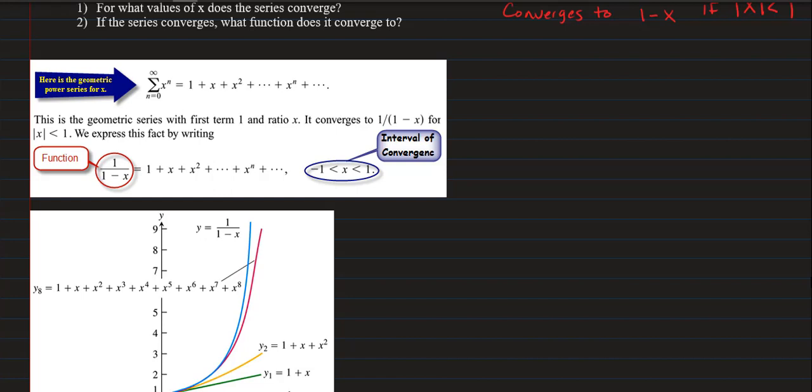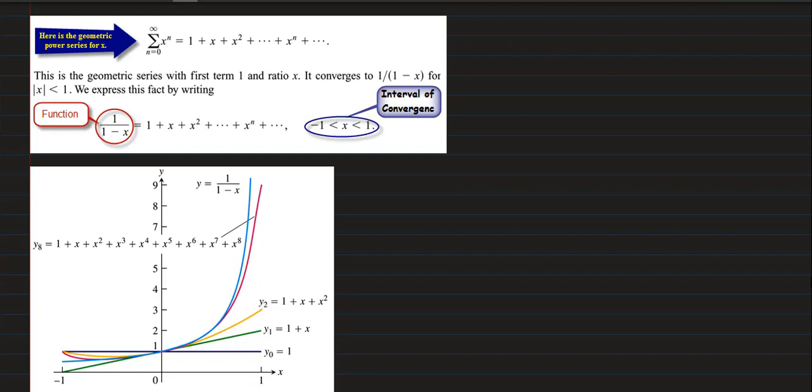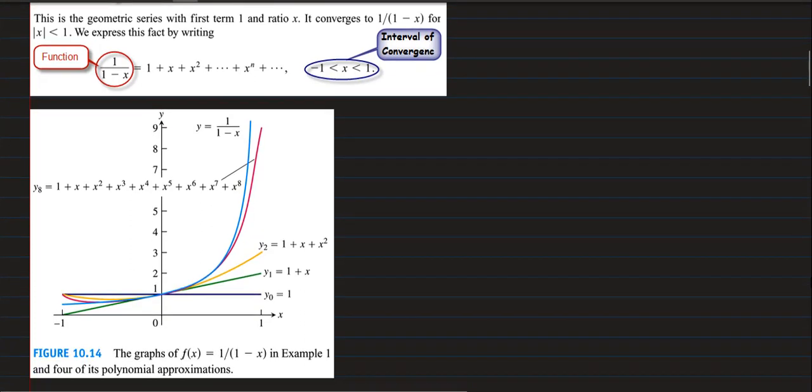That converges to 1 over 1 minus x, so that would be the function that this power series converged to over this domain, because the absolute value of r has to be less than 1. So this would be the function that the series converged to. We call this domain of this series the interval of convergence. It's the range of values for which this infinite series is going to converge to the actual function.